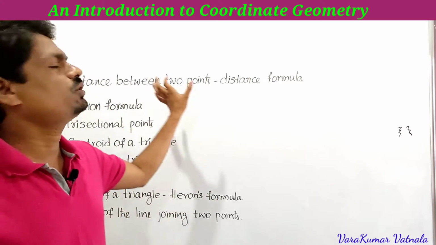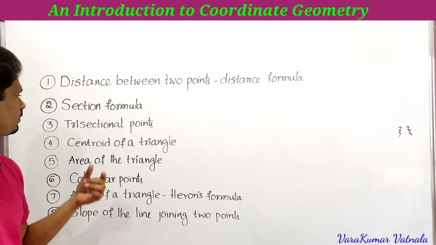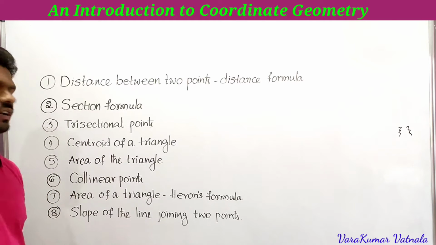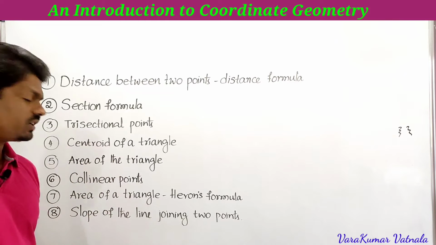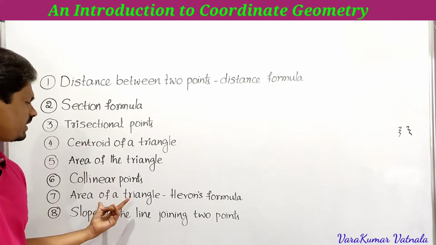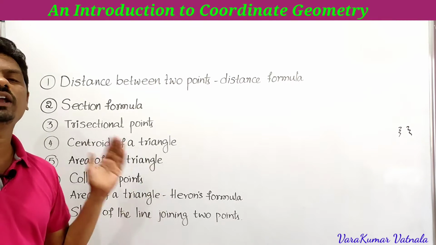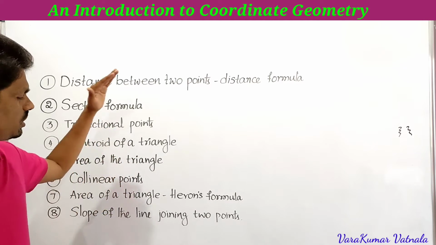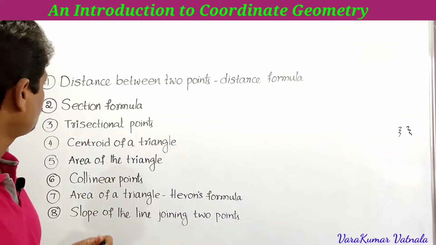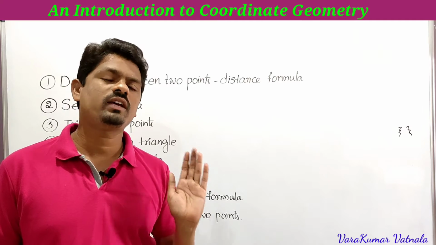Distance between 2 points, distance formula, section formula, trisectional points, centroid of a triangle, area of the triangle, collinear points, area of a triangle, Heron's formula, slope of the line joining 2 points. So these topics we learn in this chapter, coordinate geometry. So see here, definitely we can get each type of question in the examination.